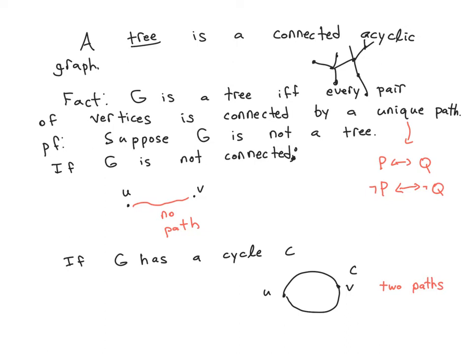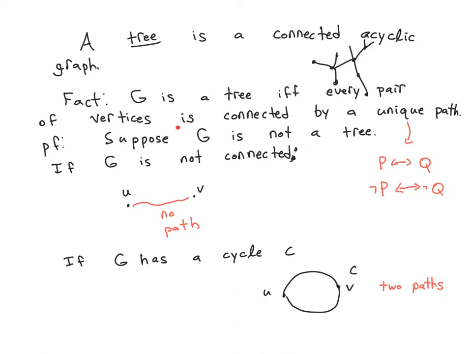Okay, suppose G is connected. Suppose G has a cycle. Let C be a cycle in G. Take two vertices on the cycle, U and V. If you go one way around the cycle, you get one path. If you go the other way around the cycle, you get a second path. So we see that in G, U and V are connected by at least two paths. So they're not connected by a unique path. So we've managed to show not P, G is not a tree, then not Q.